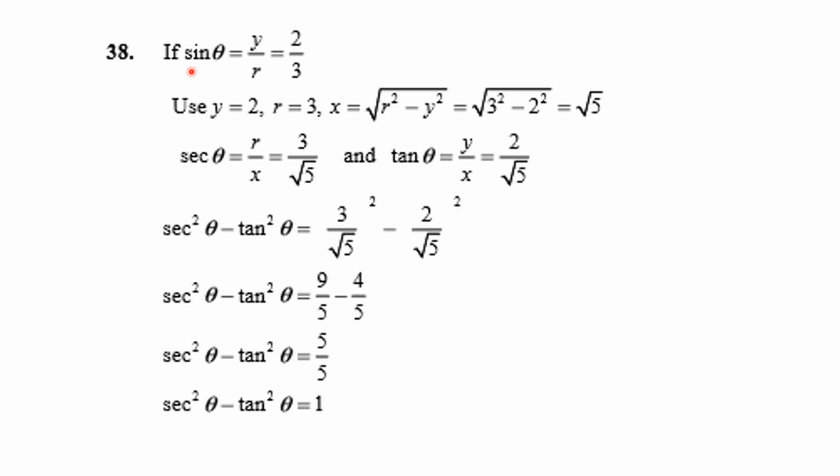Similarly, in problem 38, if the sine of theta is equal to 2 over 3, then we know that the opposite over the hypotenuse is 2 over 3. We can use the Pythagorean theorem to find the remaining side, which is going to be the square root of 5. So the secant is 3 over the square root of 5. The tangent is 2 over the square root of 5. I square each of those in turn. I get 9 over 5 minus 4 over 5, which is 5 over 5, equal to 1.